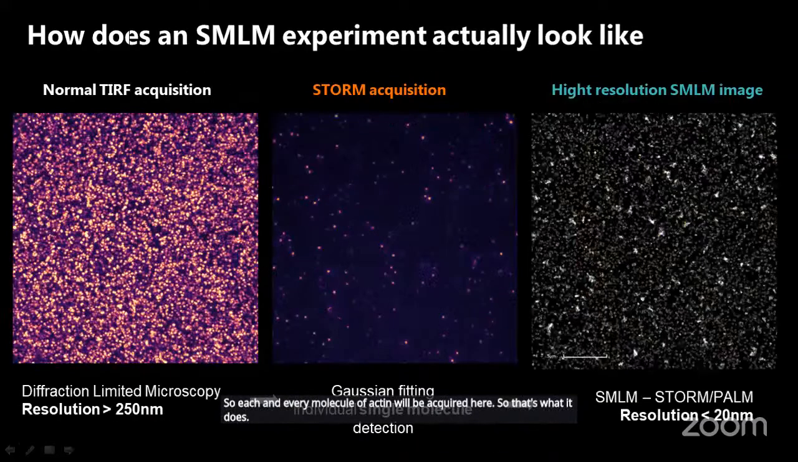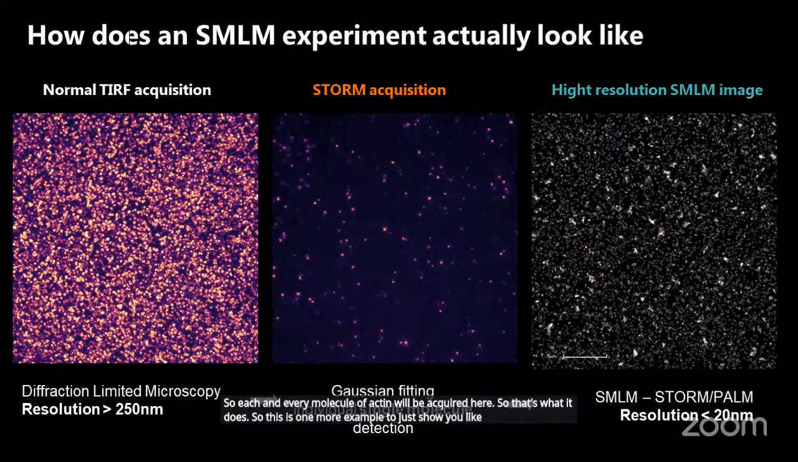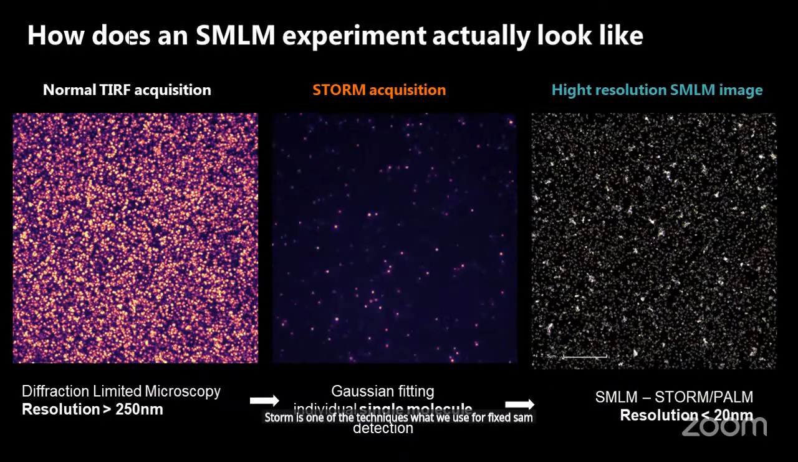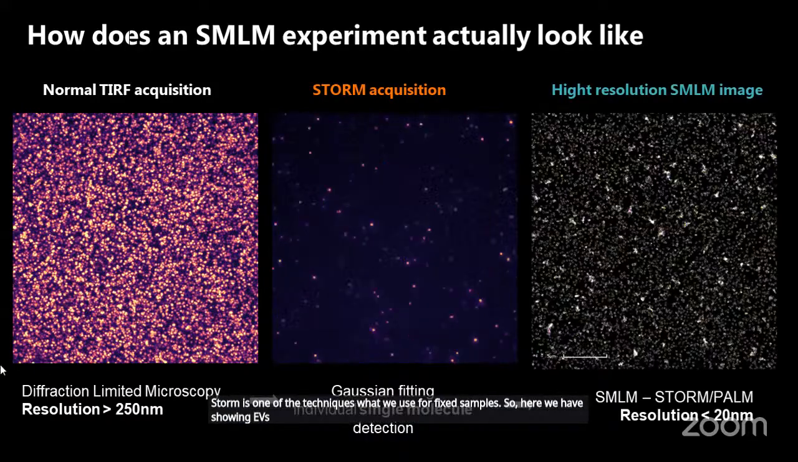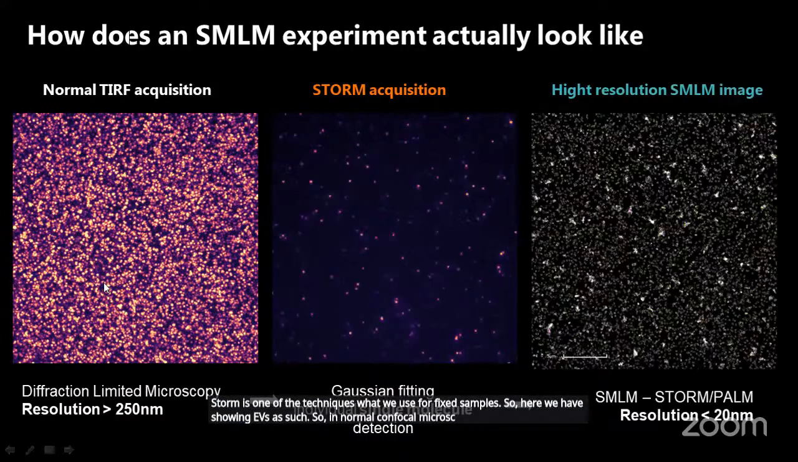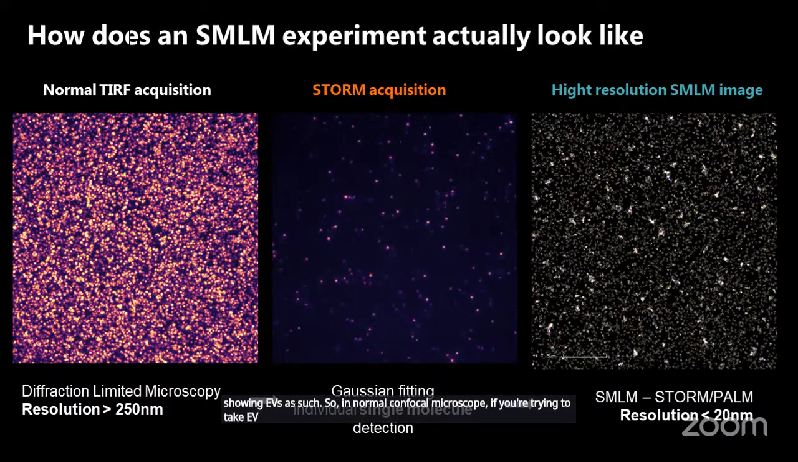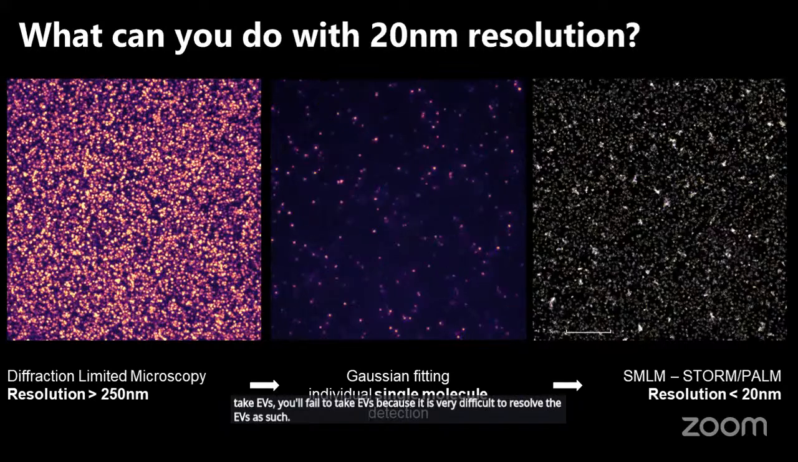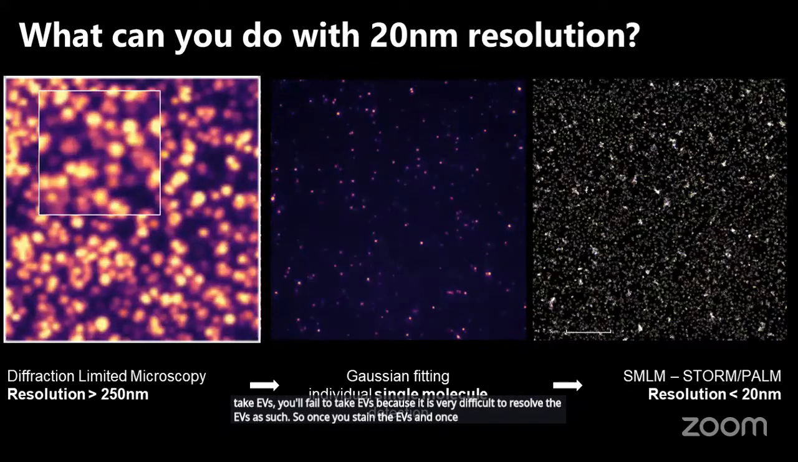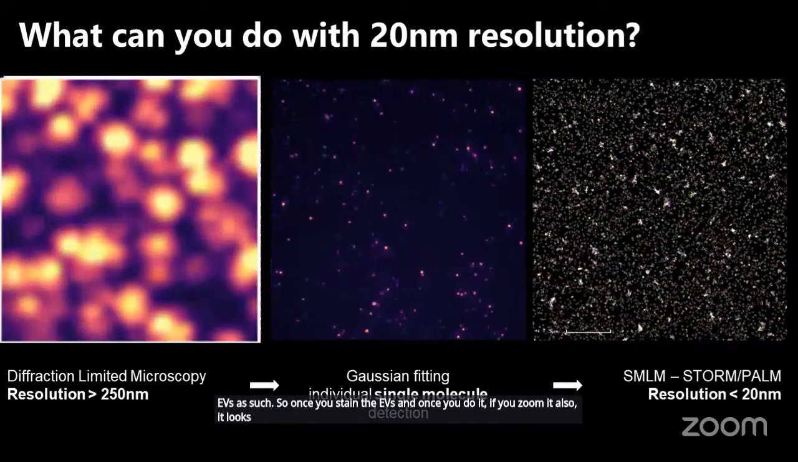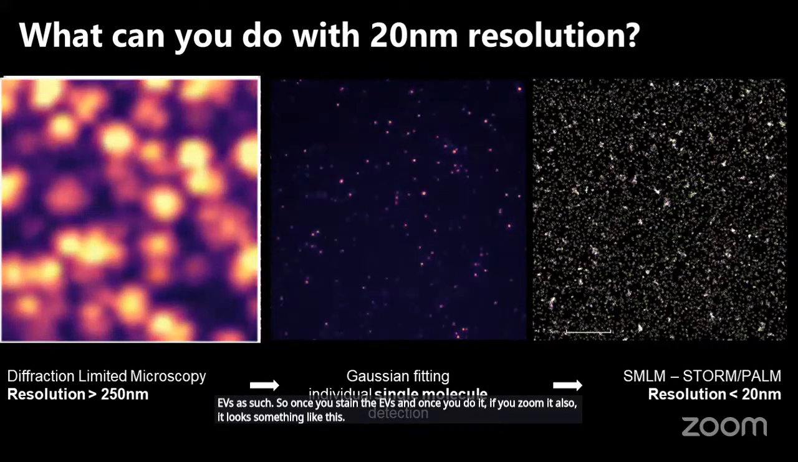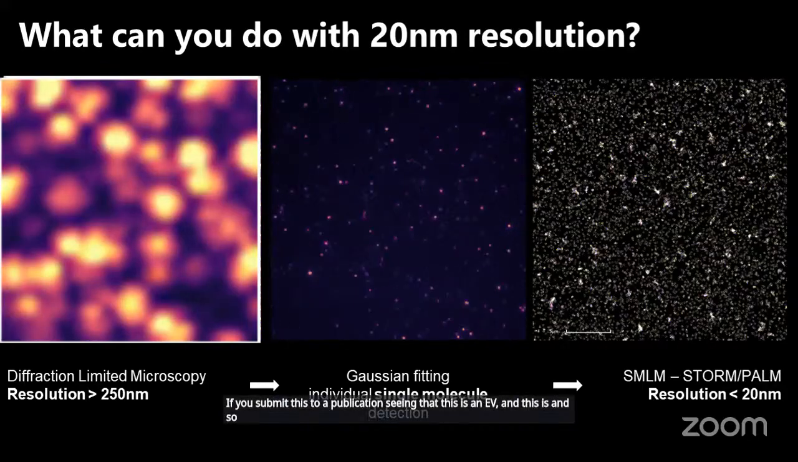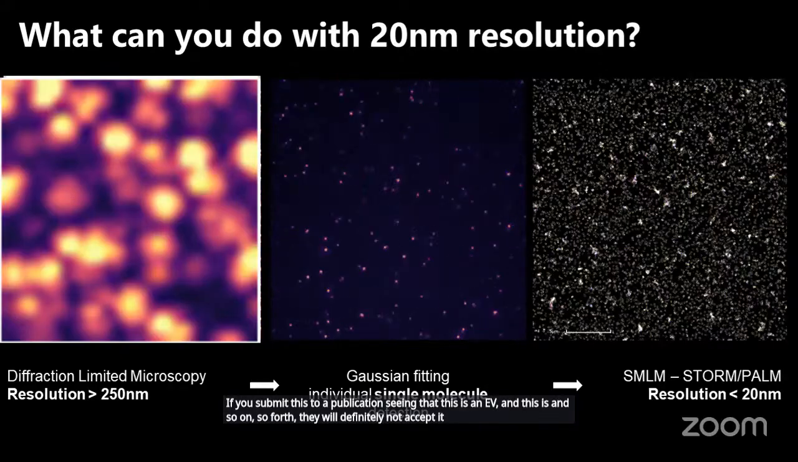So this is one more example to just show you how it happens. STORM is one of the techniques we use for fixed samples. Here we are showing EVs as such. In a normal confocal microscope, if you're trying to image EVs, you'll fail because it is very difficult to resolve the EVs. Once you stain the EVs and zoom in, it looks something like this. If you submit this to a publication saying that this is an EV, they will definitely not accept it because there is no clarity in the imaging here.